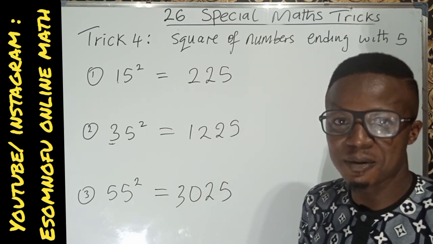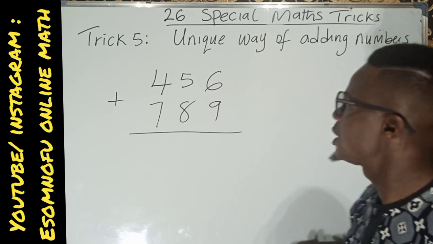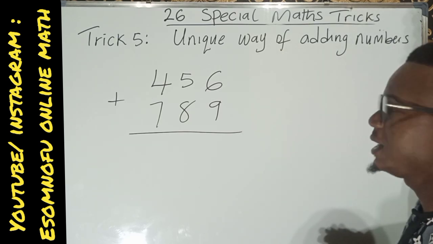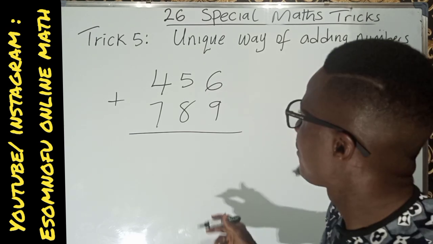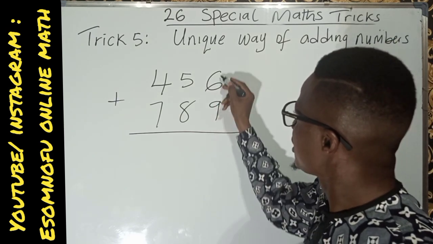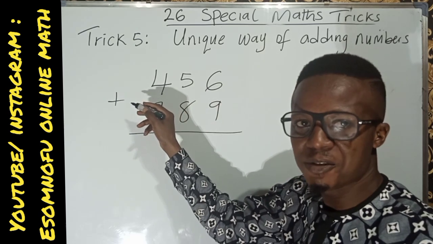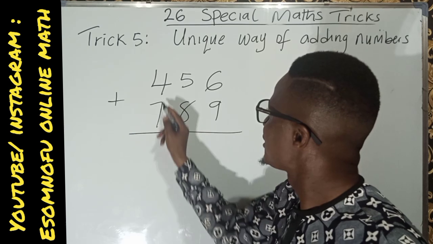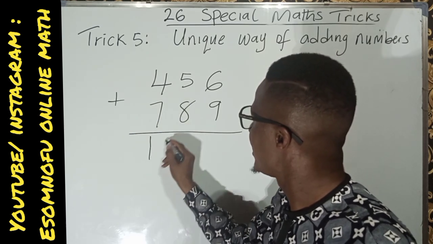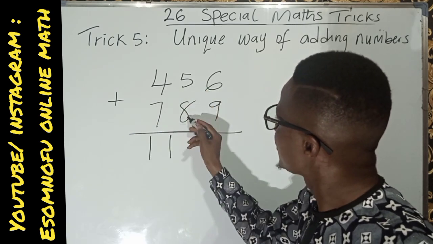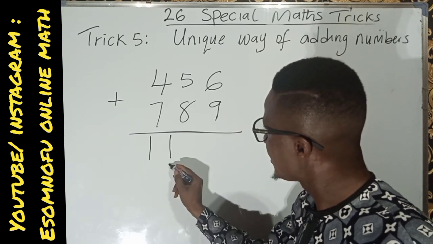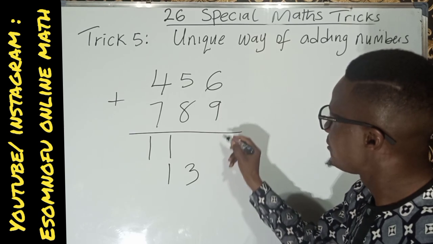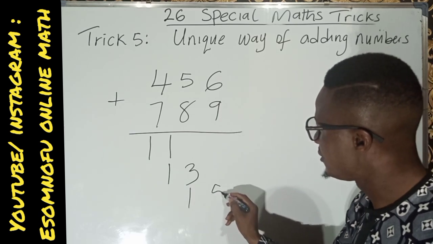Let us go to trick number 5. So we've now got to trick number 5, which I call unique way of adding numbers. So apart from the normal way you add numbers beginning from the unit to the hundred, you can actually add it in a different way. You can say 4 plus 7 is 11. You write 11. 5 plus 8 is 13. Give one space. You write 13. And 6 plus 9 is 15. Give one space. You write 15.